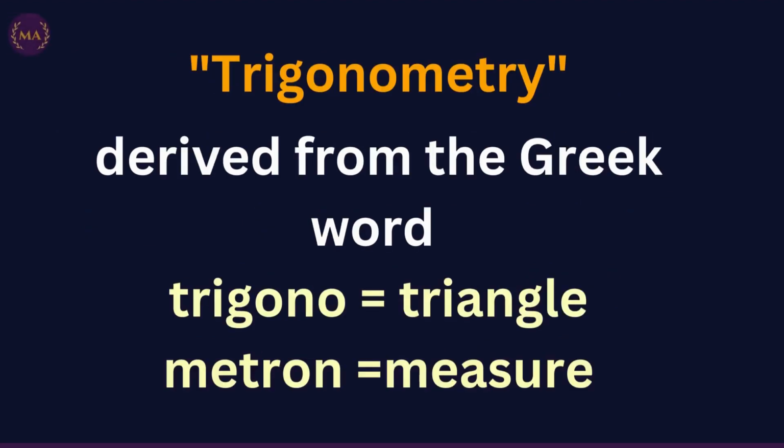What do you mean by trigonometry? Trigonometry is a word derived from the Greek words trigono, that is triangle, and metron, which means measure. It is the study related to triangles and the measures of the angles and the sides. So this is how we get the word trigonometry.